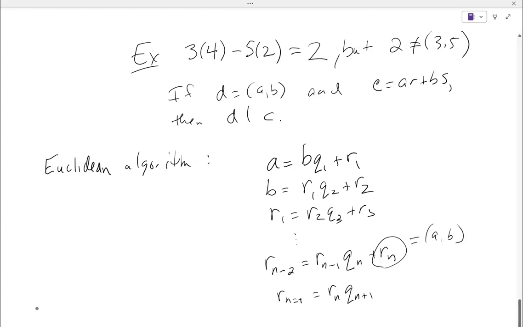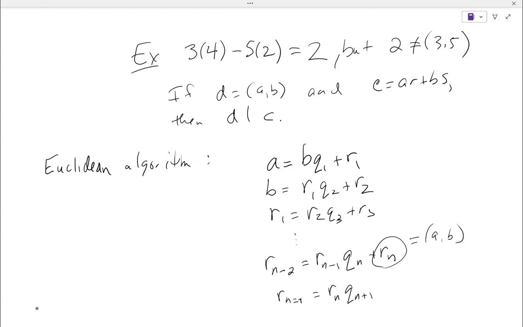So it's a nice algorithm. It goes much faster than other algorithms that you have for checking GCDs. You just have to do repeated divisions. The reason why it works is that if you have a common divisor of A and B, then it has to divide R1. And then if you have a common divisor of B and R1, it has to divide R2. So on down the line, any common divisor has to divide Rn.